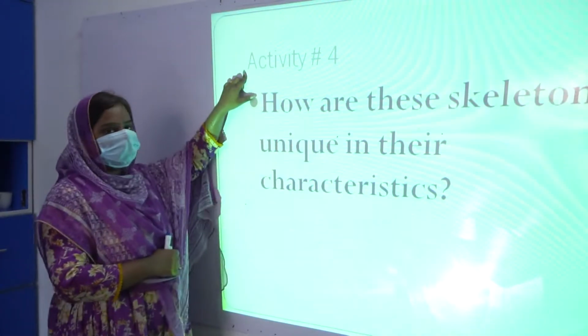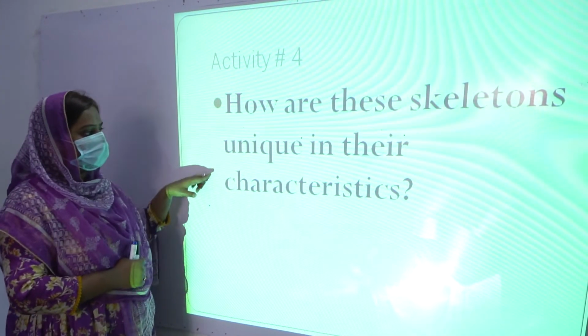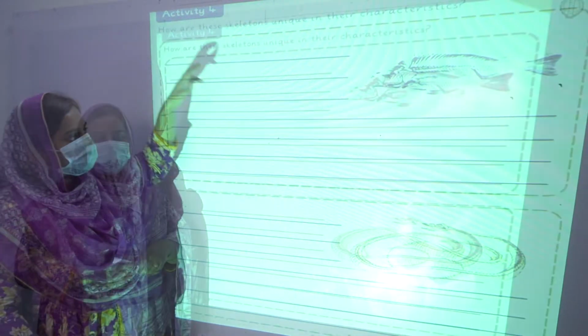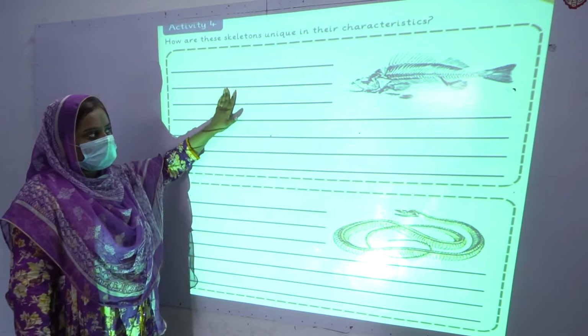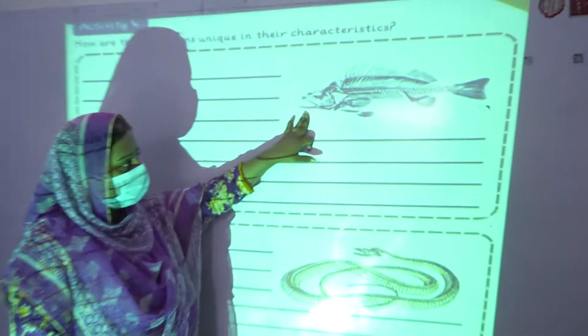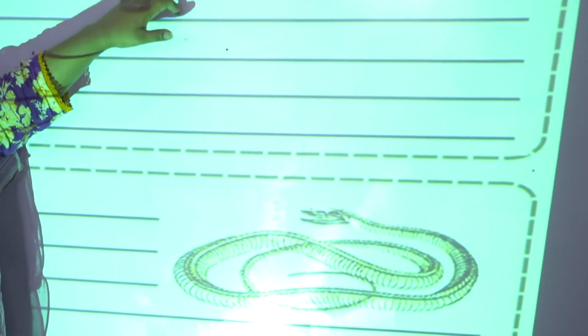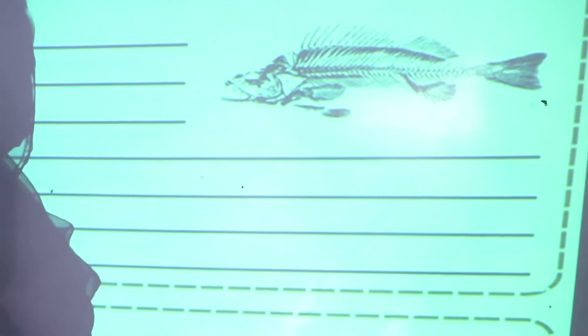Students, this is our activity number 4. How are these skeletons unique in their characteristics? Look at this picture. These are the pictures of a fish skeleton and a snake skeleton. Now you have to write some information about the skeleton of fish and the skeleton of snake.